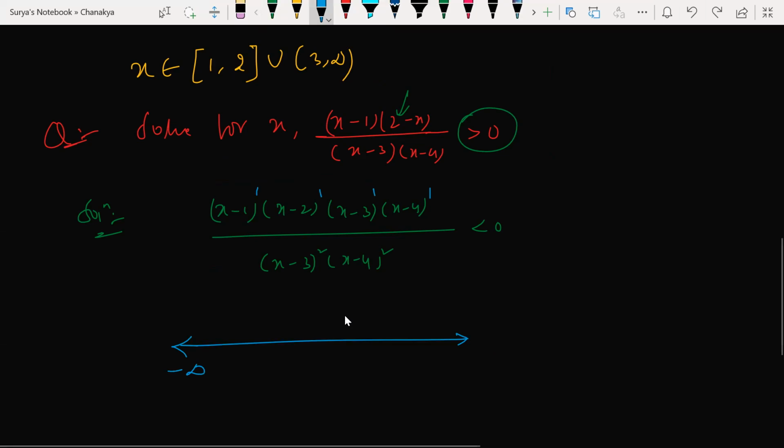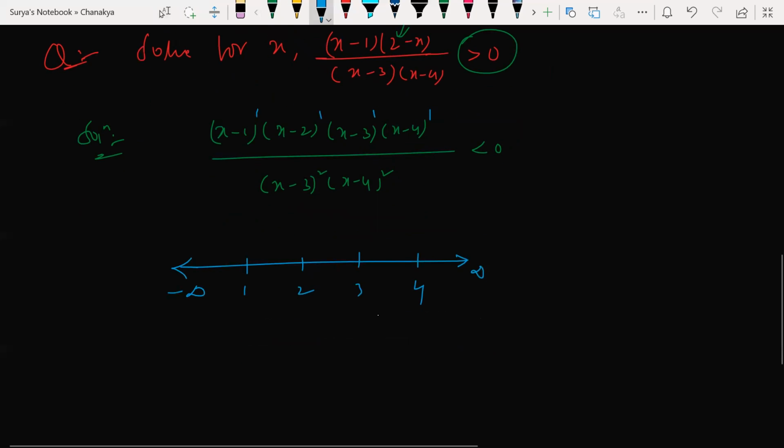Minus infinity to plus infinity. So the critical points are 1, 2, 3, 4. These are the critical points we have here. When I need less than 0, the signs are plus, minus, plus, minus, plus. So these are the regions which I want, the negative regions, less than 0.